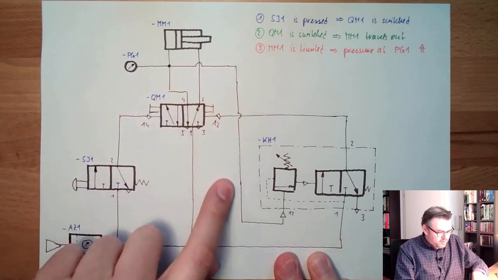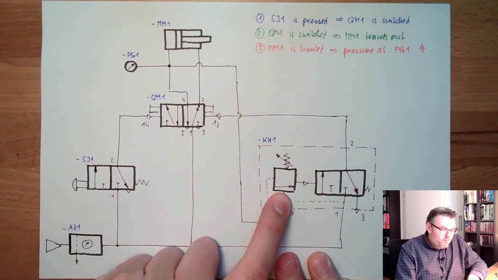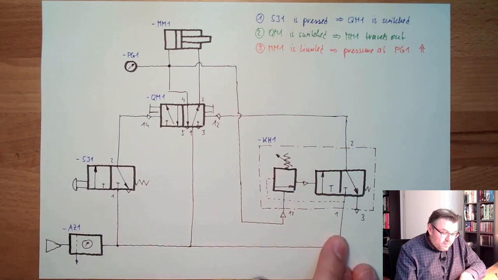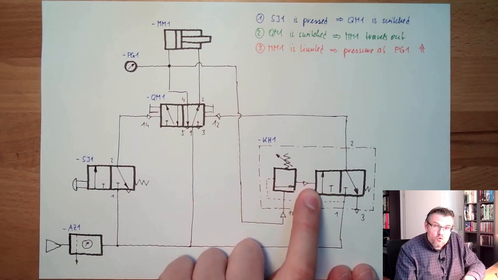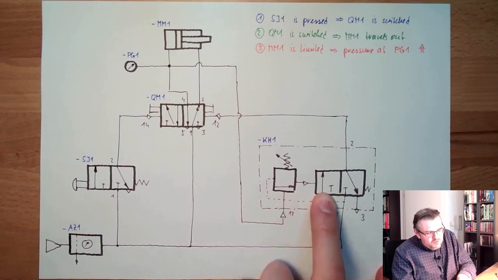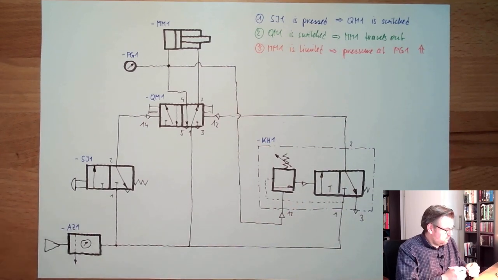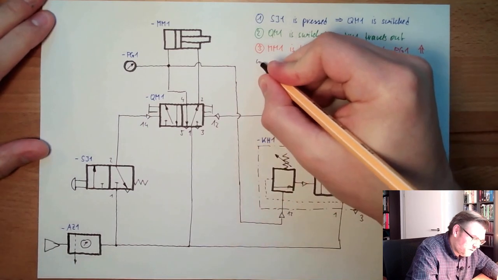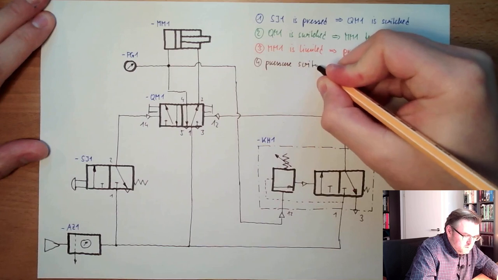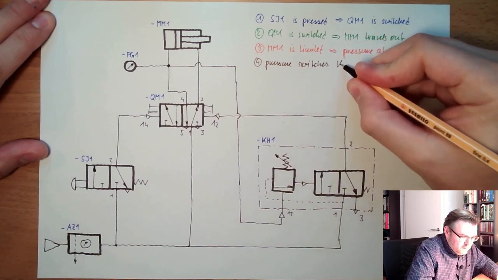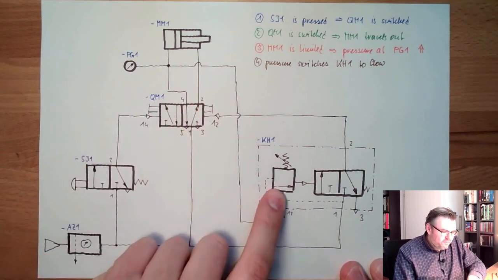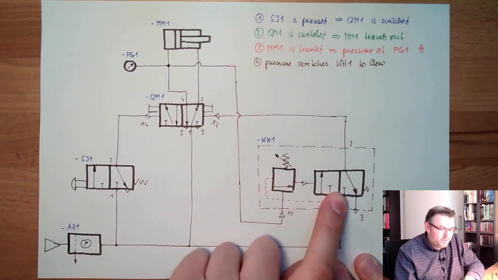If the pressure is rising, at some point in time we have enough pressure to overcome the spring load here. And then the pressure from the one side is switched to here. This will be switched to flow position. So this is actually the fourth thing which is happening: pressure switches KH1 to flow. Only if the pressure has reached a certain level will we switch this to flow position.